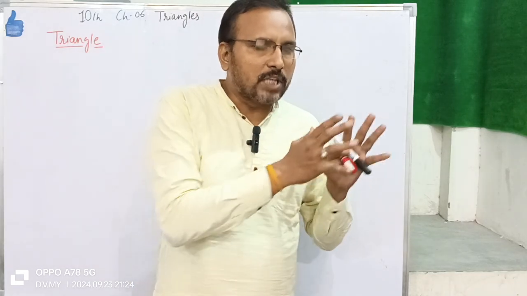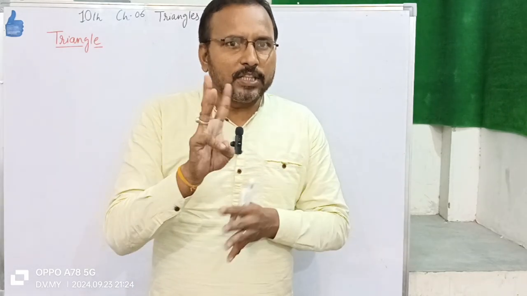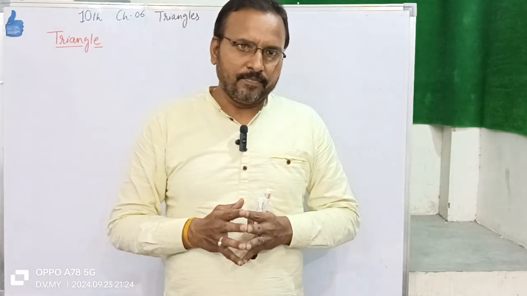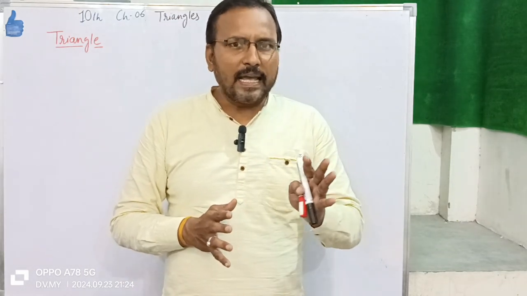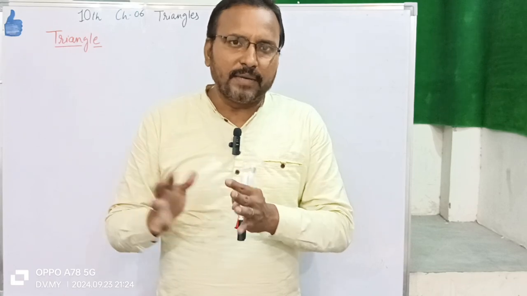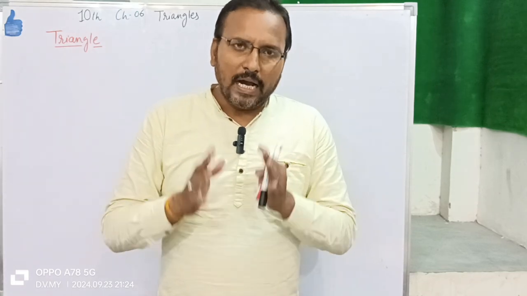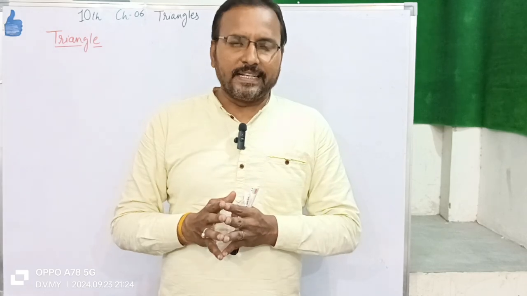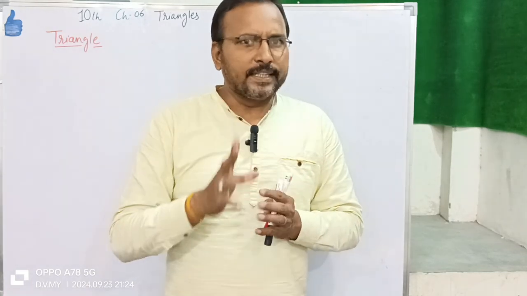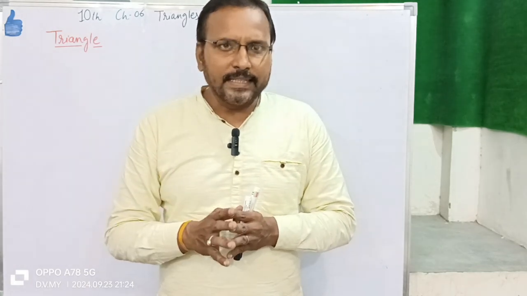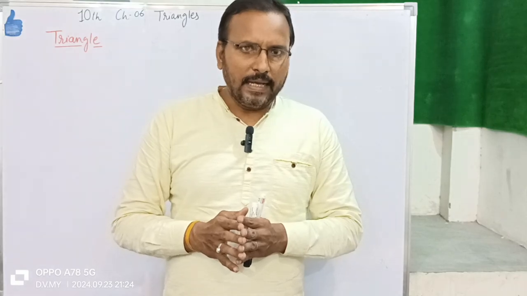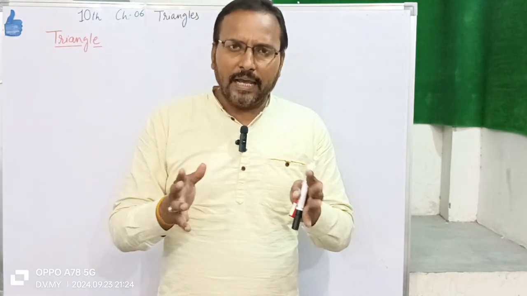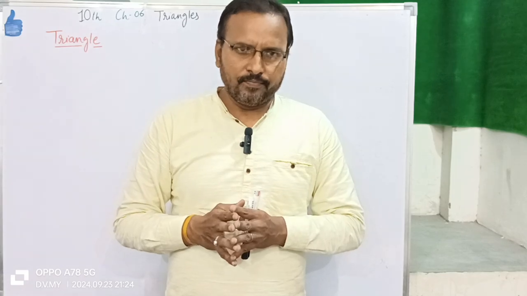And if we talk about types of triangles, there are three types. Number one, scalene triangles. Scalene triangles have all sides of different measures. Number two, isosceles triangles. Isosceles triangles have two sides equal and the third side different. And equilateral triangles are those which have all sides equal.